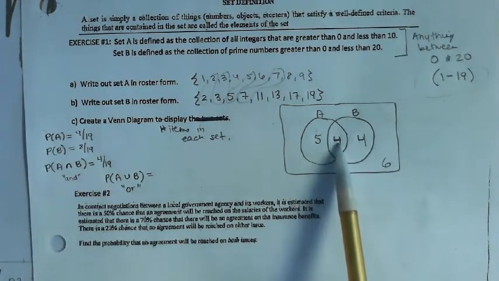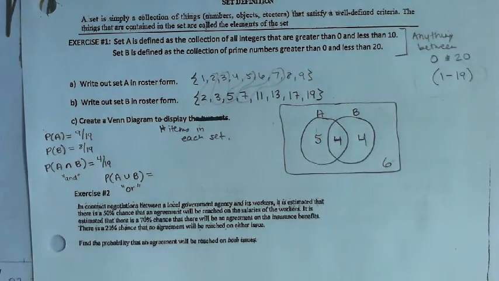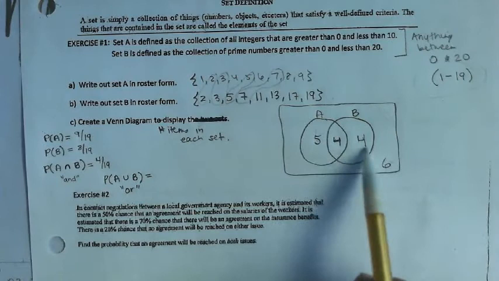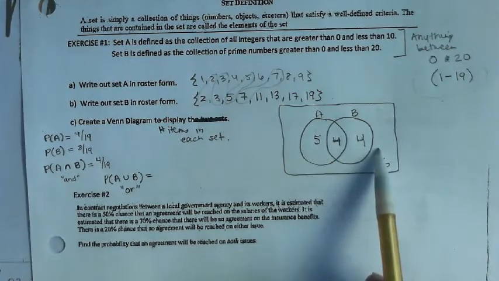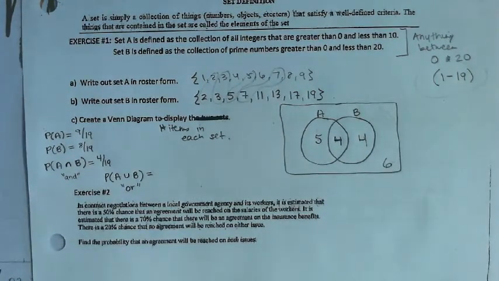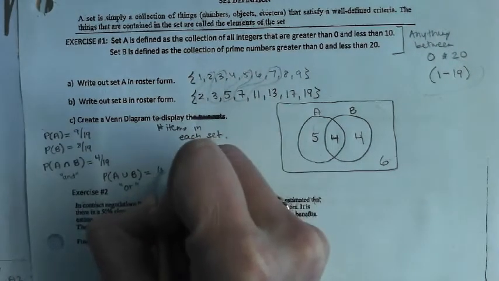If something were in both categories and someone asked you the yes or no question, is that number in A or B? Would you say yes or no? Yeah, right? Just because it's in both doesn't mean it's not in one or the other. So you actually want to add all of these together. Does that make sense? So the probability of picking a number that's in A or B would be 13 out of 19.